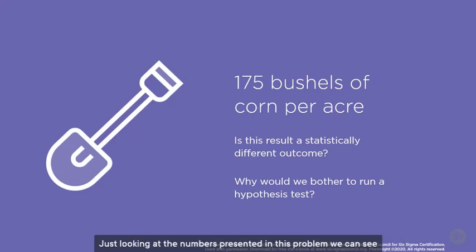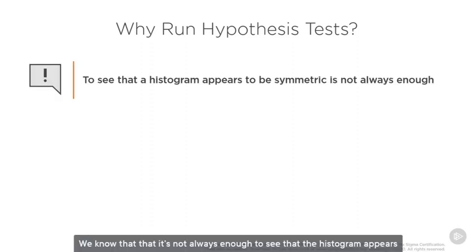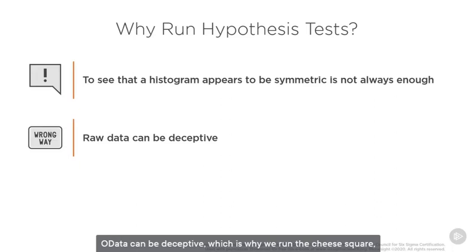Just looking at the numbers presented in this problem, we can see that the mean following the seed change is 175. When you compare that to 168, it is obviously higher. Why will we go through the trouble of setting up and running a hypothesis test? We noted that it's not always enough to see that a histogram appears to be symmetric and following the normal curve. Raw data can be deceptive, which is why we run the chi-squared goodness of fit test in Excel to ensure the data was normal.